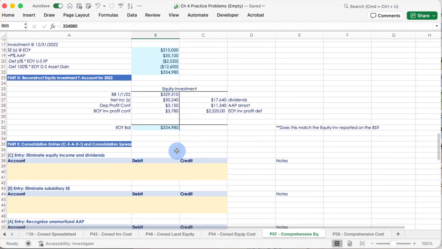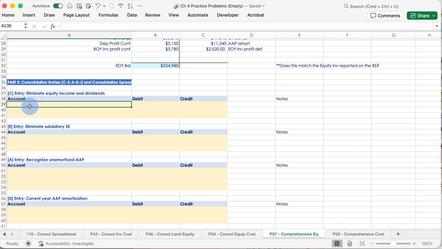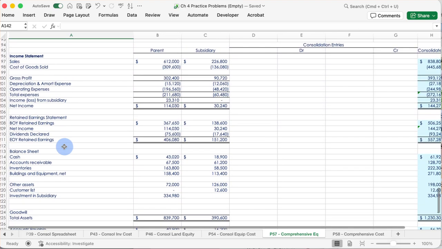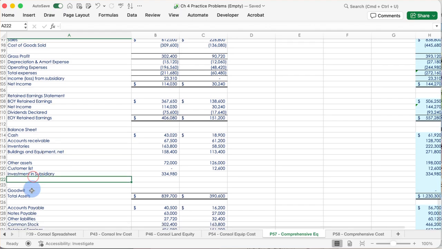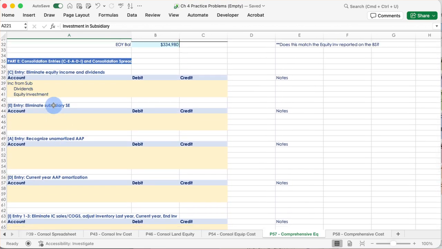So that's all good. Now that we've done all of that, we'll jump into our actual CD entries. We'll start out with the C, where we're going to eliminate the income from our subsidiary. We're going to eliminate dividends, and we're going to put this in our equity investment. And I'm now curious down here. All right, this time all around, it's just called investment in subsidiary, so be aware of that. But let's grab these numbers.